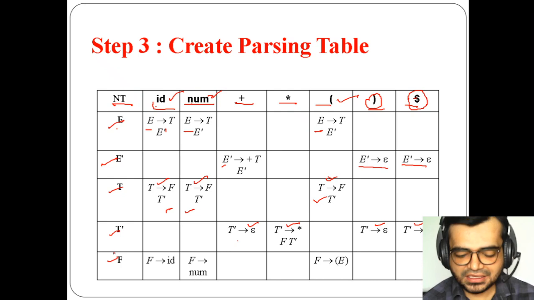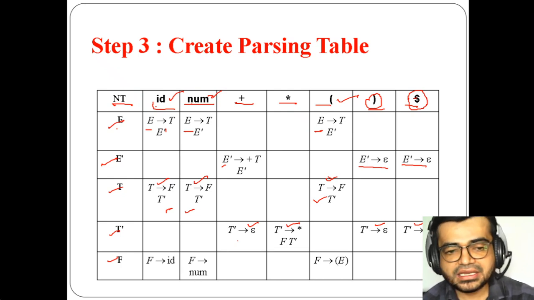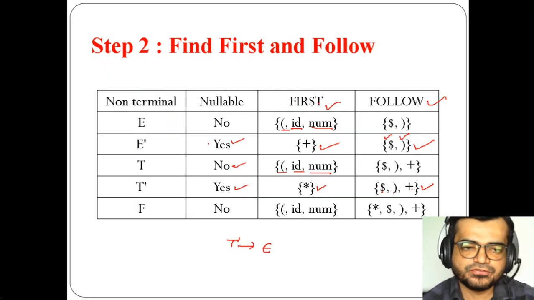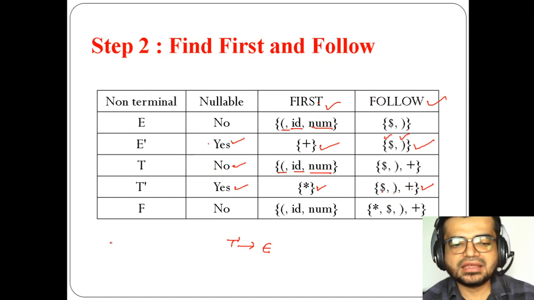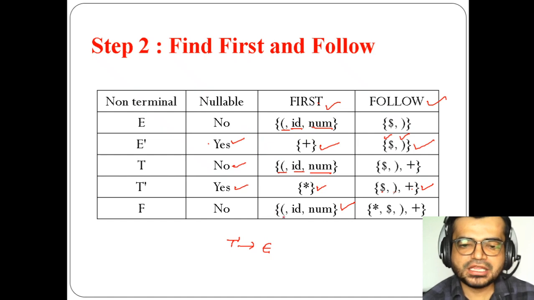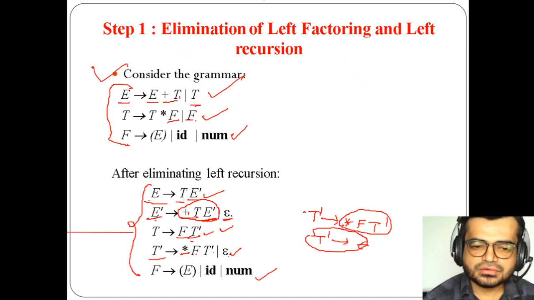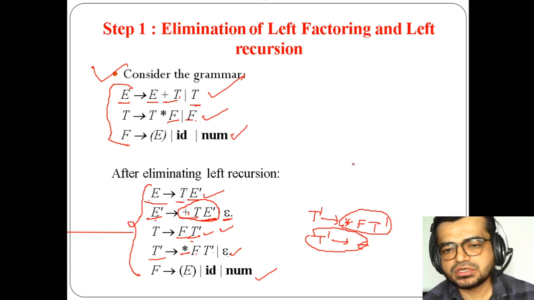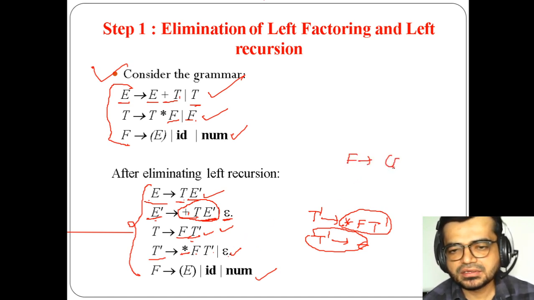Now the final thing is F. In F you have to be very careful. Why? Because F is not nullable, of course, so there is no need to perform the follow of F. Only you have to go with first. In first there are three symbols: opening bracket, ID and number. So now there are three productions: F of E, F of ID and F of number.